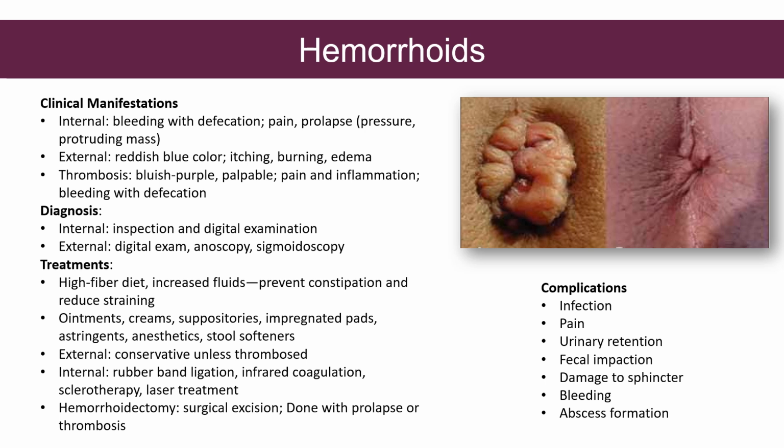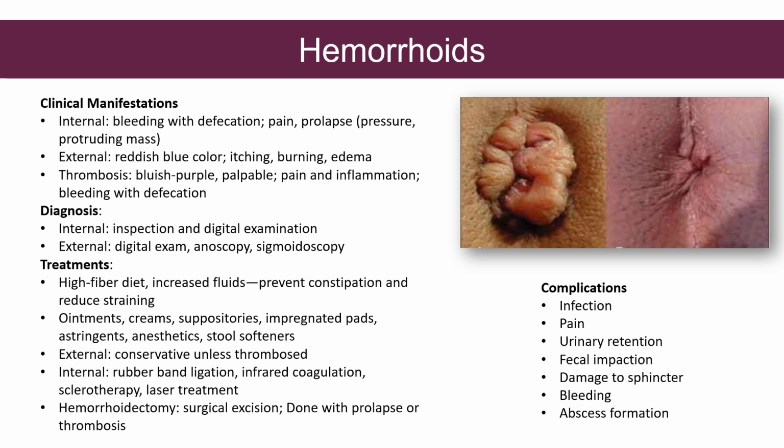So diagnosis is made by either just doing an examination looking or a digital rectal exam, or they can do a sigmoidoscopy with a scope if they're internal. Treatments, we want to avoid constipation, that straining, that bearing down. So a high fiber diet, increase fluid intake to prevent, again, constipation and reduce straining. Ointments, creams, suppositories, there's all kinds of medications on the market. There's some over-the-counter meds that they can do to help with that inflammation. There's surgery to remove them if necessary.